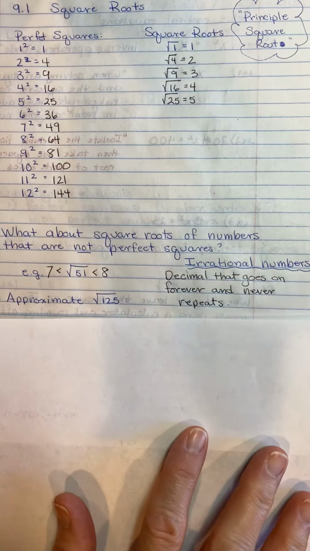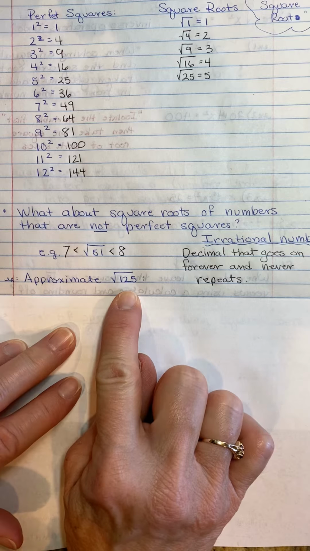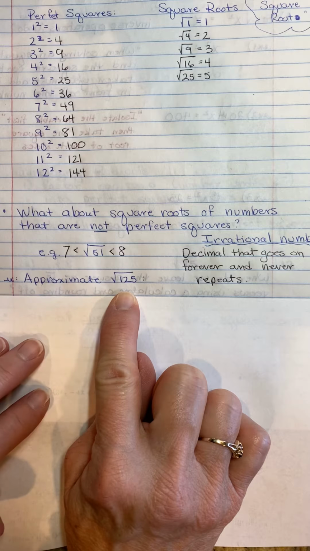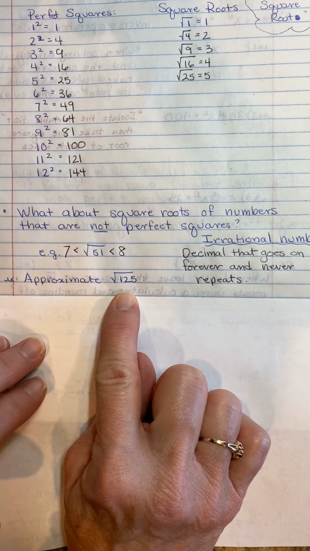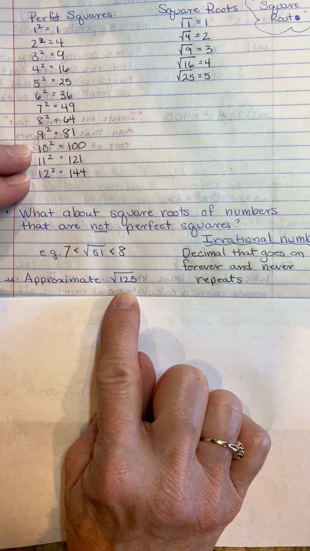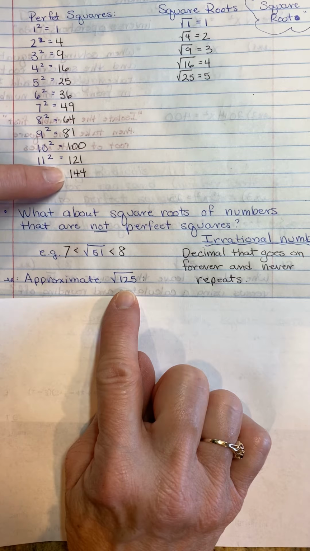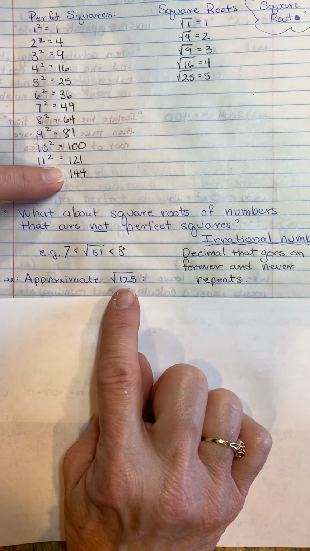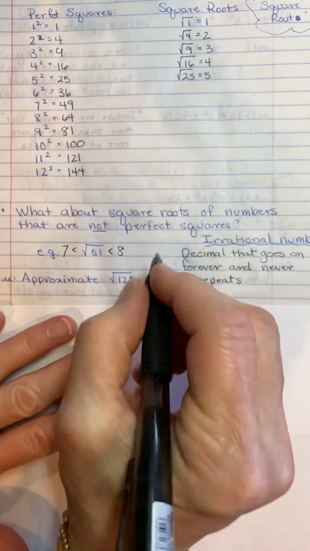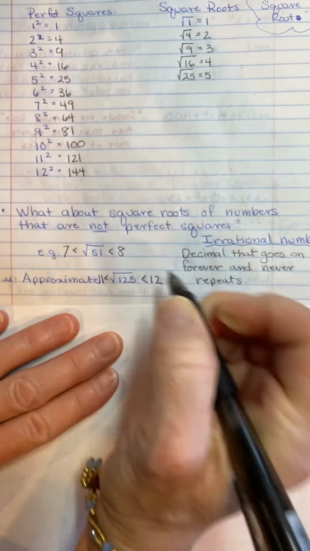All right. Now, if we wanted to approximate the square root of 125, which two whole numbers do you think this number is between? Without a calculator, which two whole numbers is the square root of 125 between? I'll give you a minute, and you can pause if you like. But since 125 comes between 121 and 144, we know that the square root of 125 would be between 11 and 12. So this would be less than 12, but greater than 11.